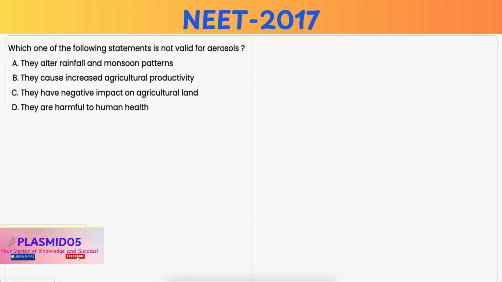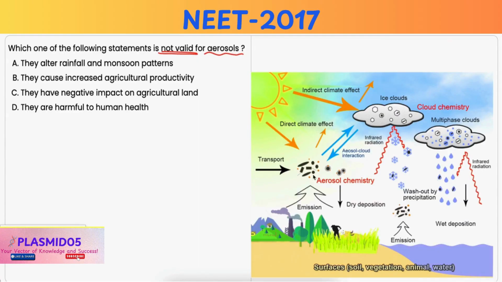In this question, you have to identify the wrong statement regarding aerosols. Option A, they alter rainfall and monsoon patterns. Now, this is true. Aerosols can indeed influence weather and climate by affecting cloud formation, and this alters rainfall and monsoon patterns as well. Hence, it is an incorrect option.